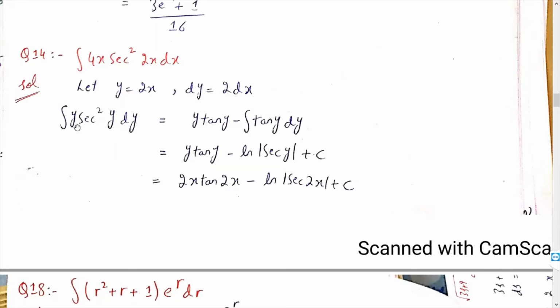Now doing integration by parts, because once again it's the product of two functions, y and secant square y. So y into tan y minus integral of tan y dy. So integral of tan y is ln of secant y. Doing back substitution, you get this expression.